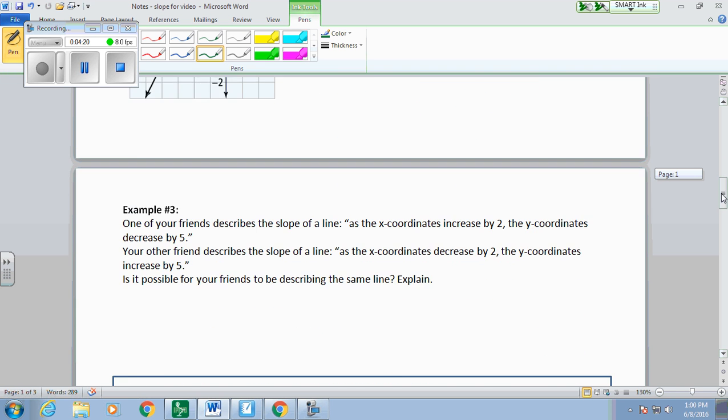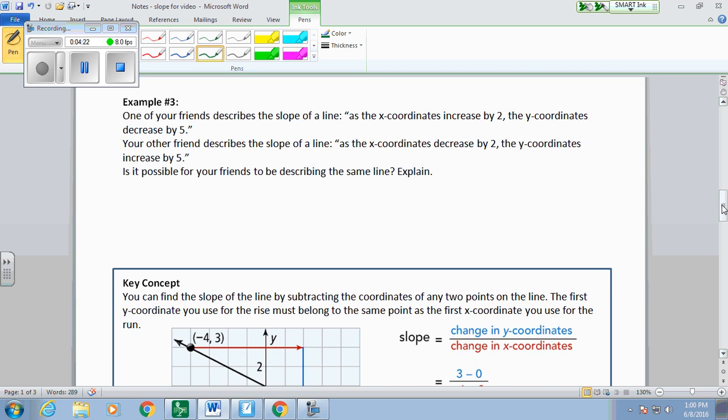This one's got a little bit more of a word problem to it. It says that one of your friends describes the slope of a line as the x-coordinates increase by 2, the y-coordinates decrease by 5. Your other friend describes the slope of a line as the x-coordinates decrease by 2, the y-coordinates increase by 5. Is it possible for your friends to be describing the same line? Of course, then it says explain.